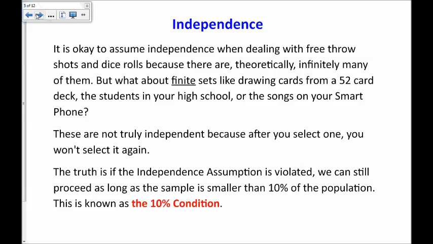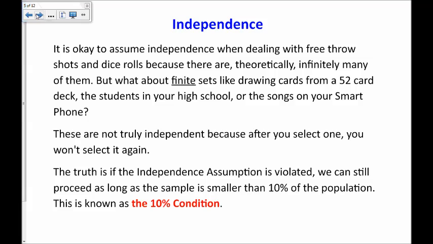Now, let's talk a little bit about independence. It is okay to assume independence when dealing with free throw shots and dice rolls because there are theoretically infinitely many of them. Okay, but what about finite sets like drawing cards from a 52 card deck, or the students in your high school, or the songs on your smartphone? Okay, these are finite sets, and so it's not truly independent because after you select one, you won't select it again, and so the probability is changing and they're not independent.